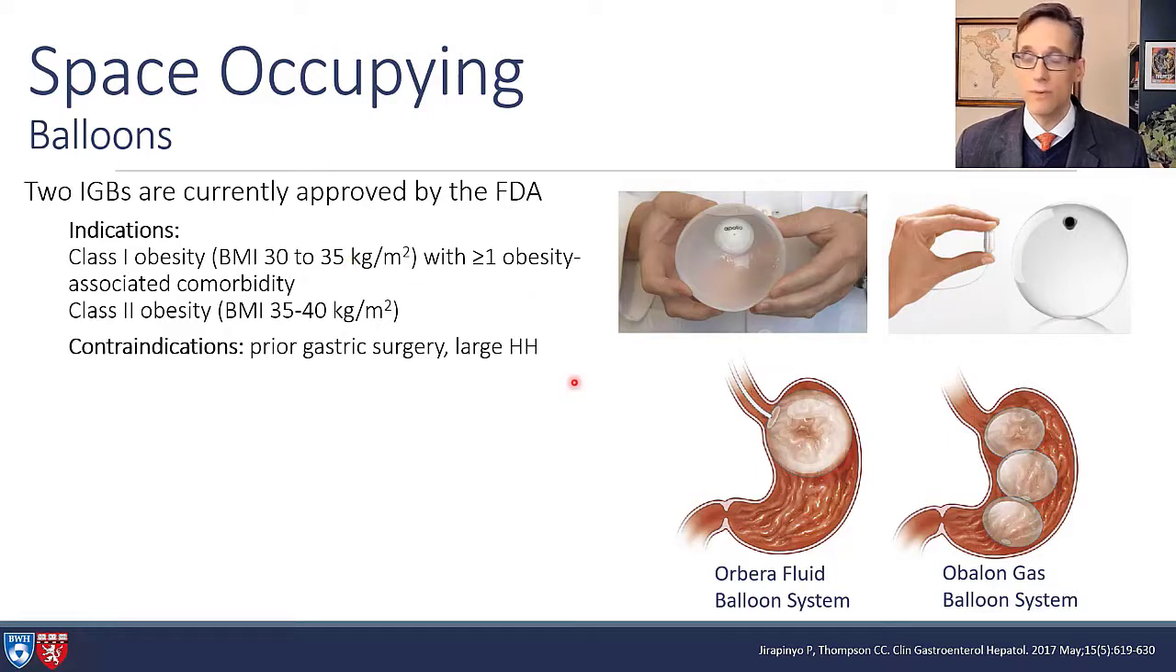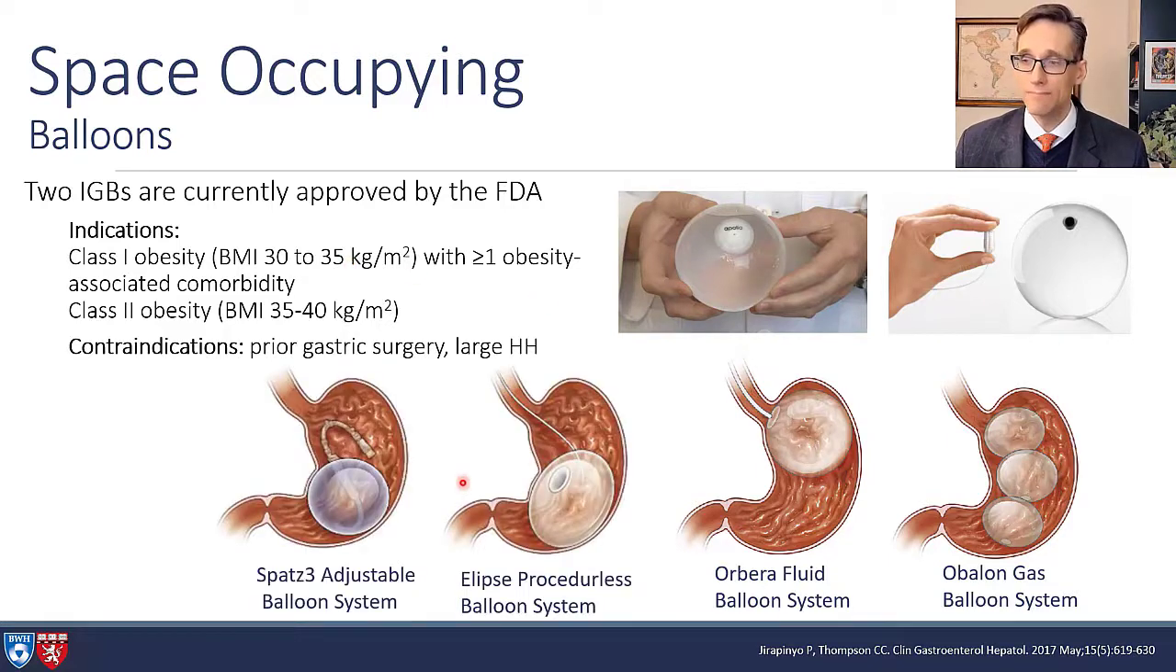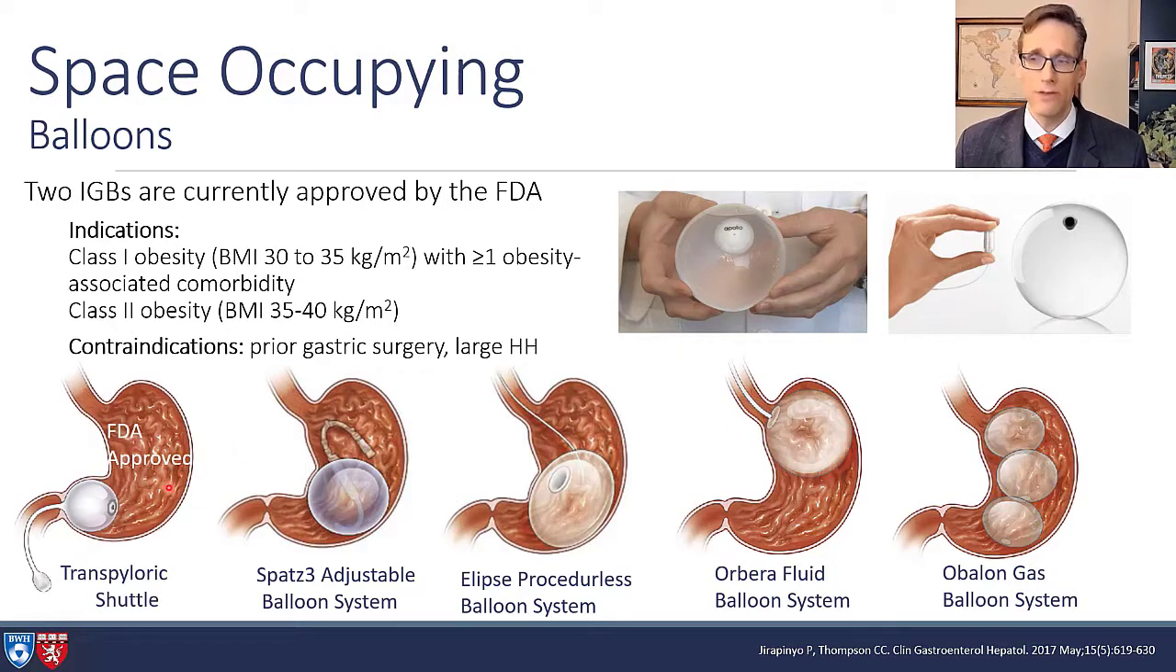There are several other balloons making their way through the FDA as well, including procedureless balloons that you swallow and pass on their own, and adjustable balloons, as well as some flow altering devices. And these balloons are available internationally in many cases.